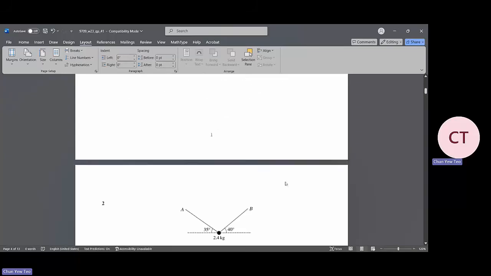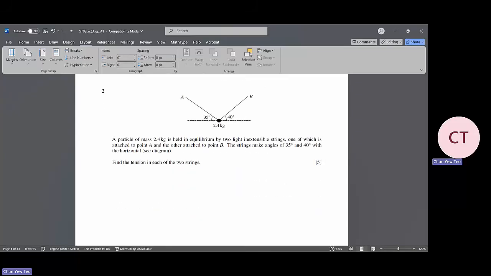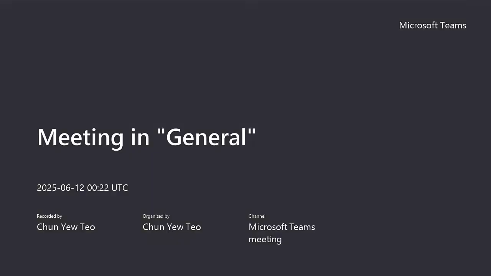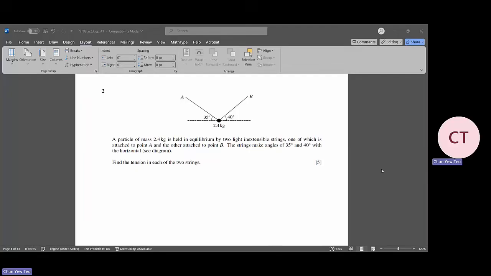Now we move on to question number 2. A mass of 2.4 kg is held in equilibrium by 2 light inextensible strings, one of which is attached to point A and another attached to point B. The strings make angles of 35 degrees and 40 degrees with the horizontal. Refer to the diagram. Find the tension in each string.